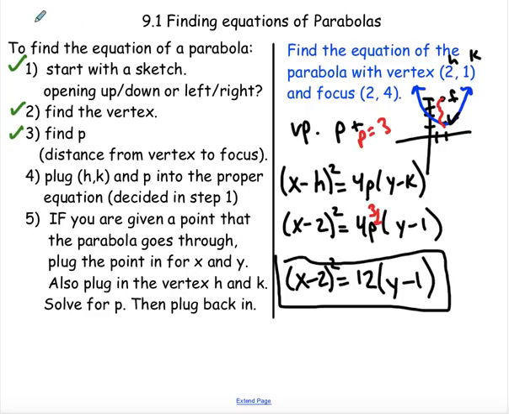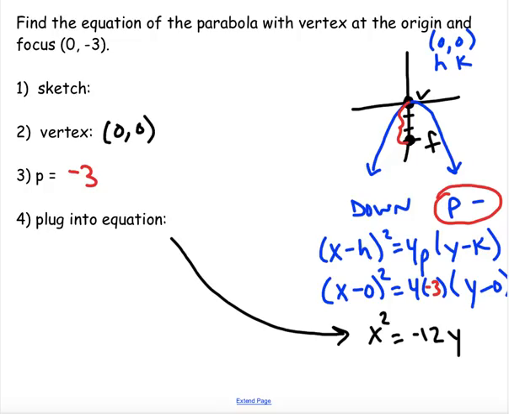So make sure that you draw sketches because it's very helpful to figure out which way it's opening and to figure out what P is.